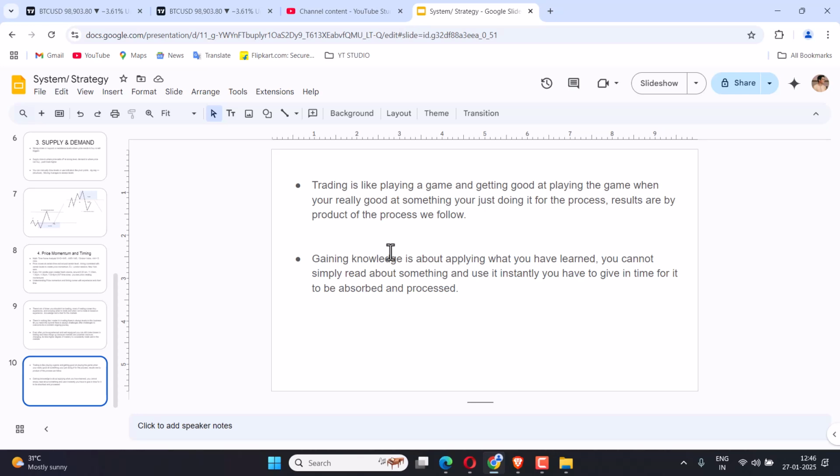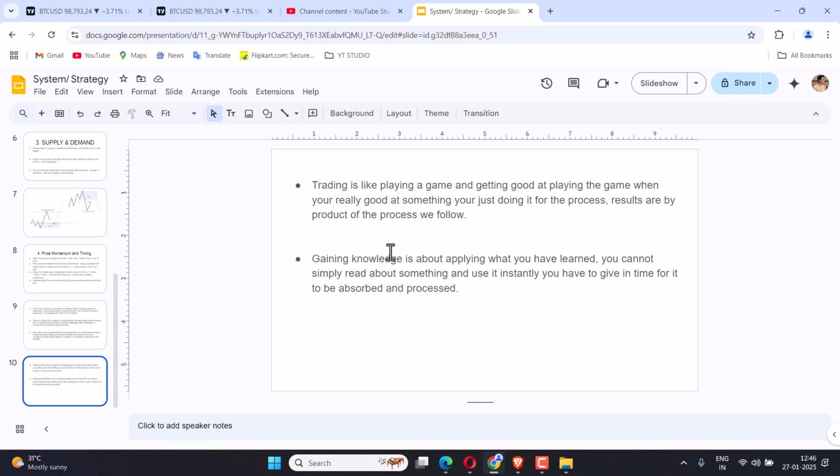And another thing, I gave you this framework of my system or the fundamental aspects of trading. So gaining this knowledge is not enough. You have to see and apply what I have just taught you on your own. Okay, and it takes time for it to be absorbed and processed. So you have to trust your path and journey.